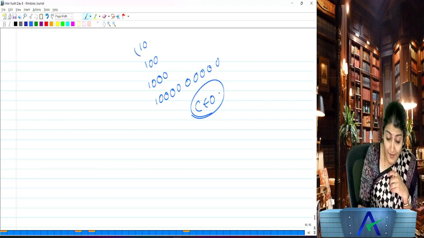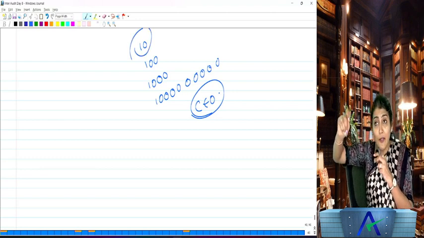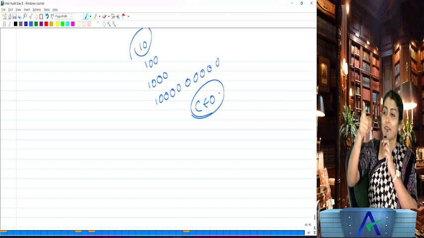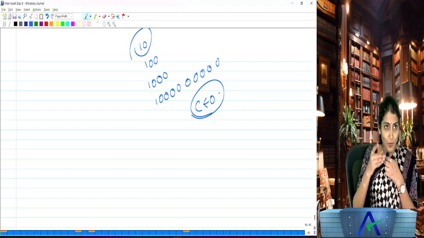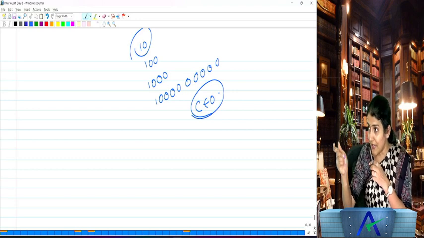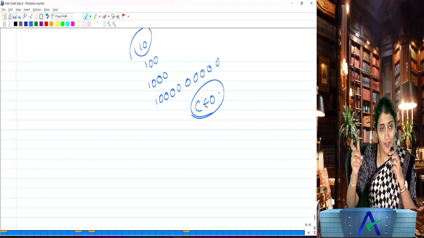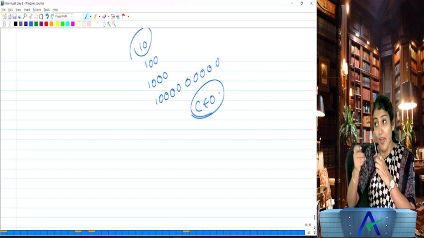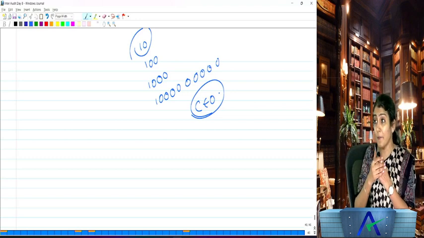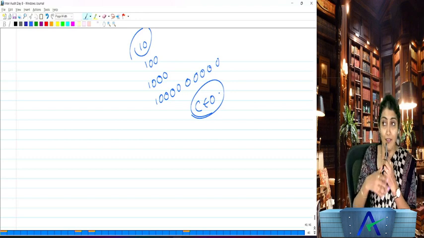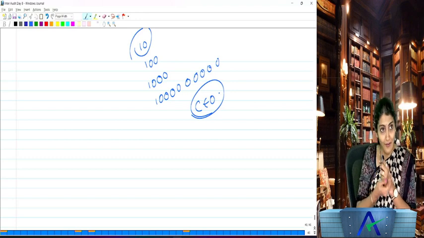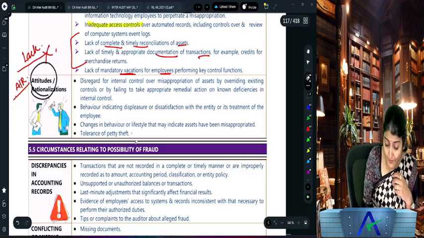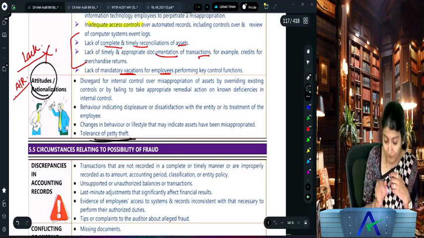So when the first time that fellow took the 10 rupees, you should have twisted his ears. When a small child speaks a lie for the first time, there only you have to pinch their ear. Otherwise, what message gets conveyed to them? It's okay, this is the way of life. So what does it say over there? Tolerance of petty theft.